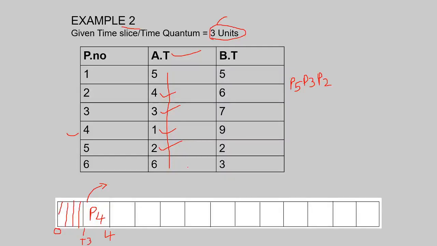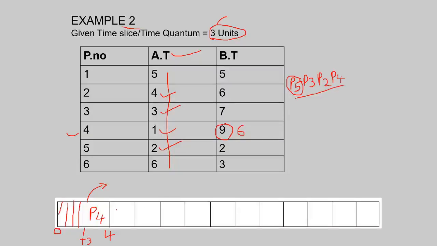Now process P4 is executing, and its burst time is 9. It has executed 3 units, so 6 units are still remaining. So take the CPU from process P4 and send it to the queue. P4 will be put into the queue now.